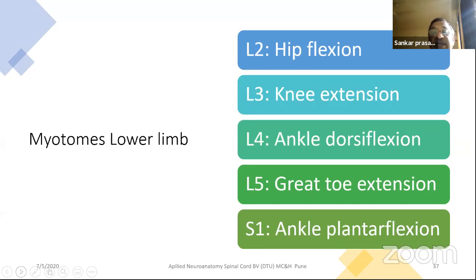In the lower limb, similarly, L2 is hip flexion, L3 is knee extension, L4 is ankle dorsiflexion, L5 is great toe extension, and S1 is ankle plantar flexion.